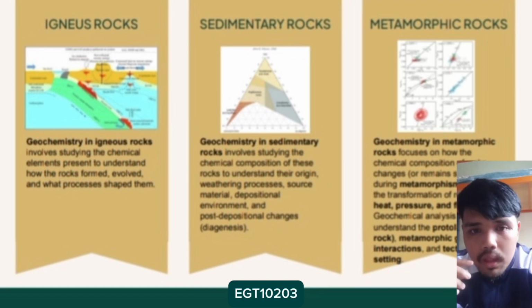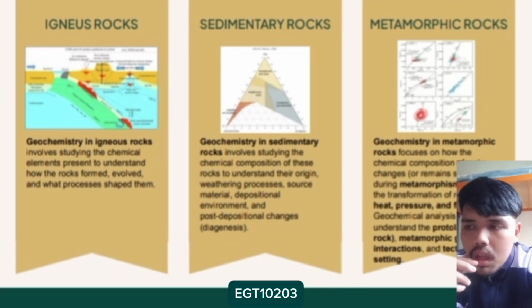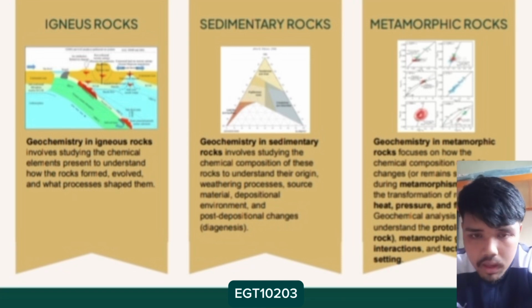And lastly, metamorphic rocks. Geochemistry in metamorphic rocks focuses on how the chemical composition of rocks changes or remains stable during metamorphism, which is the transformation of rocks under heat, pressure, and fluids. Geochemical analysis helps understand the protolith, original rock, metamorphic grade, fluid interaction, and tectonic setting.